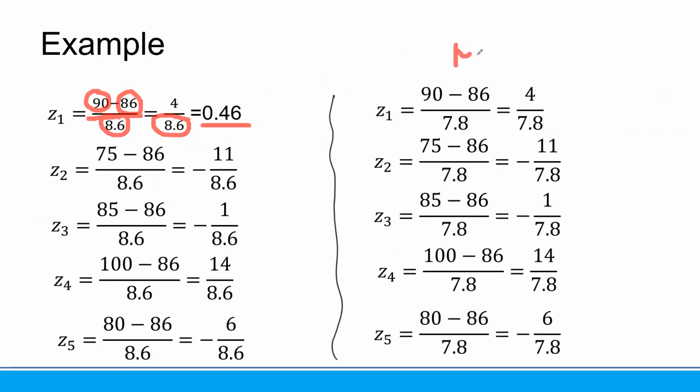What about using the MAD? We have the value 90, the same. We subtract the average 86, divided by the MAD result, which is 7.8. So the only difference is the division number. This is divided by 7.8. This is divided by 8.6. That's the difference between the MAD and the standard deviation. Okay.